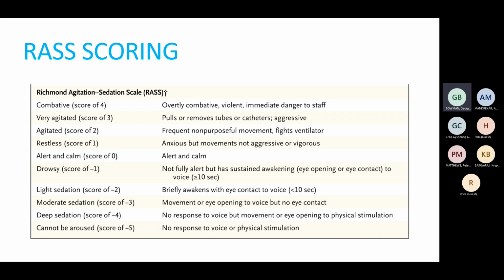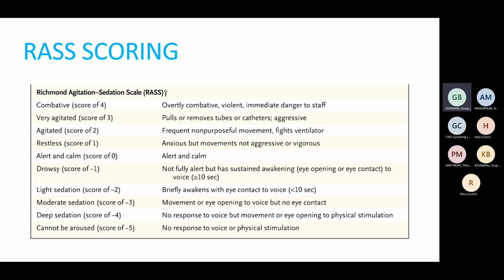I was asked to look into RAS scoring. This is a scoring system which helps to assess a patient's level of sedation and agitation. It ranges from -5 to +4. I have the scoring system here. 0 represents someone who's calm with normal alertness levels, whereas a more negative score indicates deeper sedation, and more positive scores indicate increasing agitation.